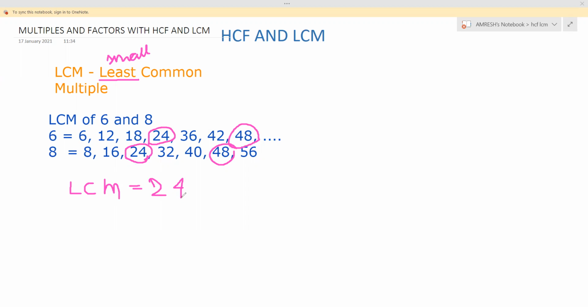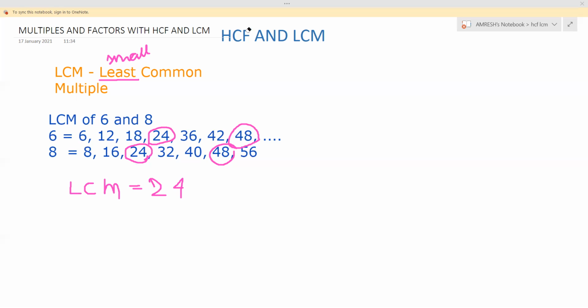Now there is one more method also to find it. We will use one more question and find by another method. You have to find the LCM of 10 and 15. Not by this method. This is a hit and trial method. We will find it by the prime factorization method.